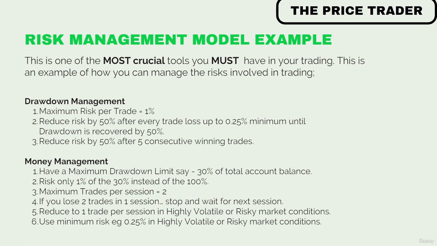And then another thing you want to do is reduce your trading in high volatility or risky market conditions. We have already outlined low probability conditions, so you can check on that. And then use minimum risk in high volatility or risky market conditions. So you can use 0.25% as a maximum during high volatility or risky market conditions.